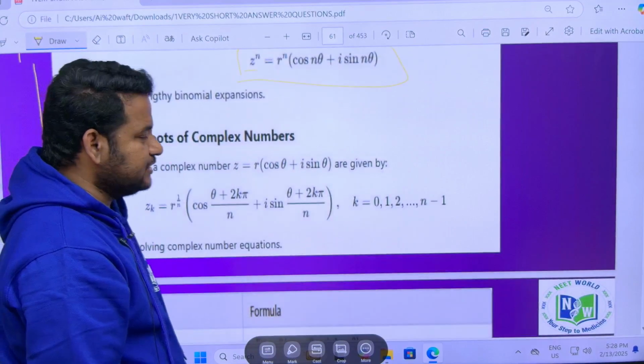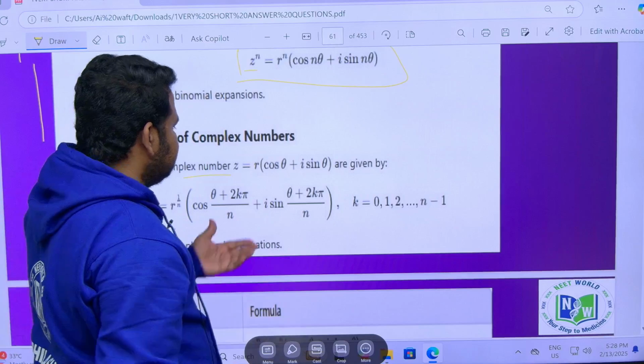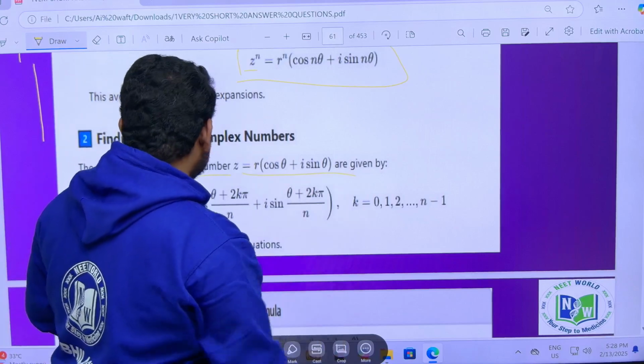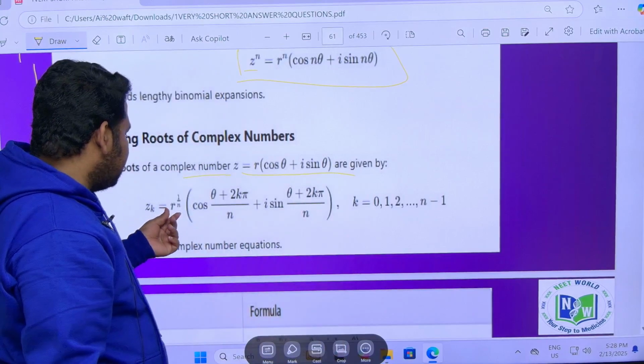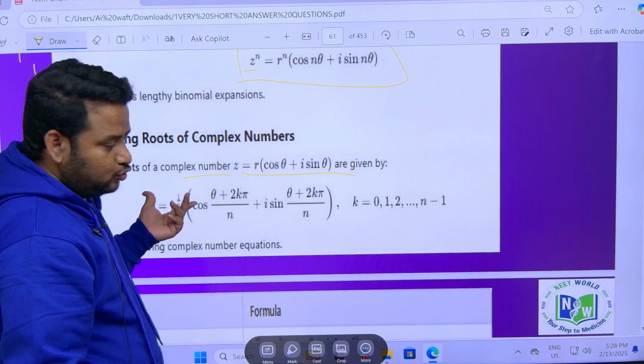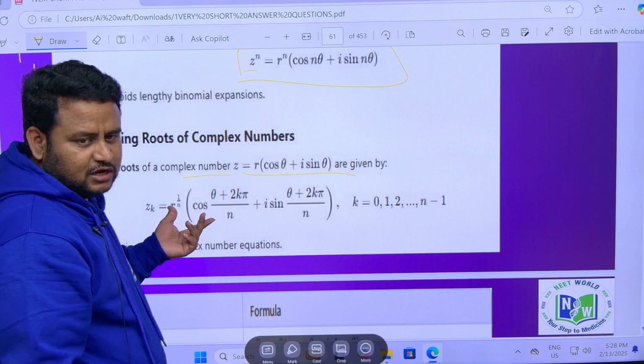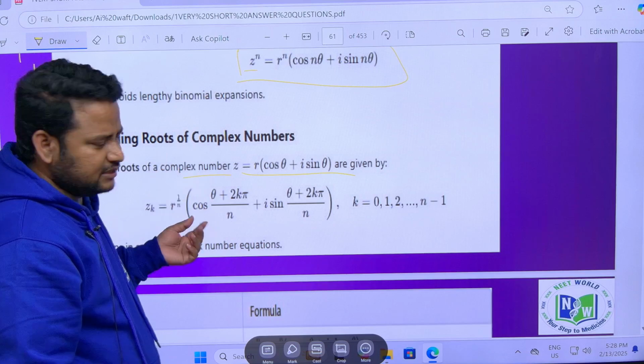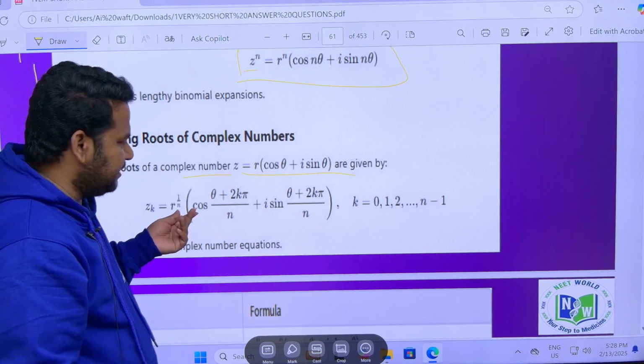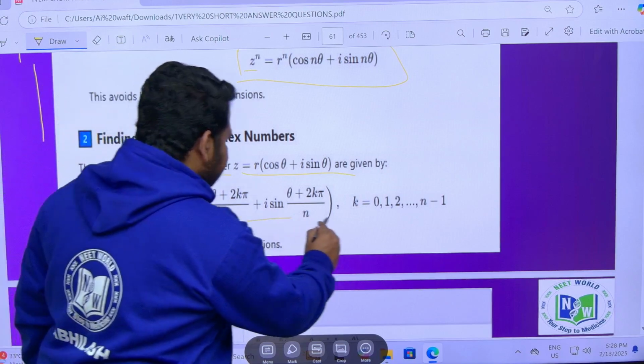Suppose you have to find the nth root of a complex number. For that, like I told, the polar form is given by this. So z_k is r to the power of 1 by n, that is the nth root. Like the square root means 1 by 2, the nth root means r to the power of 1 by n. It will be given by this equation.